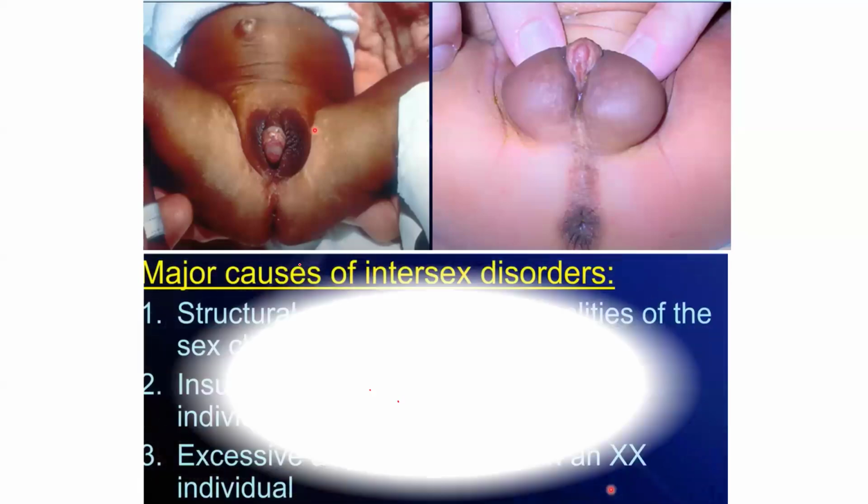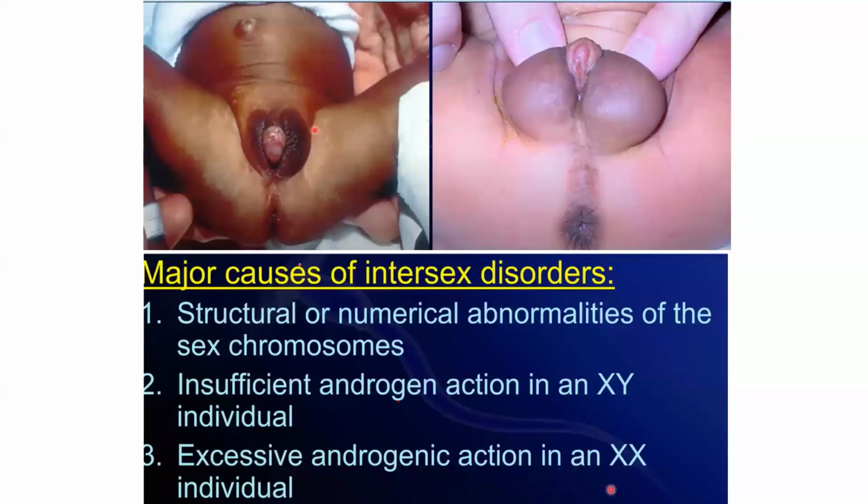So these are the intersex disorders. Those are the three causes of intersex disorders. It can be a structural or numerical abnormality of the sex chromosome, or you are XY but you have insufficient androgen, or you have XX but you have excessive androgens. So you'll have these intersex disorders.